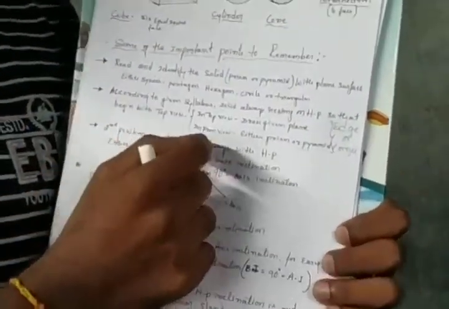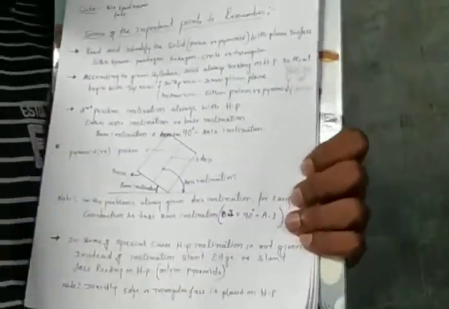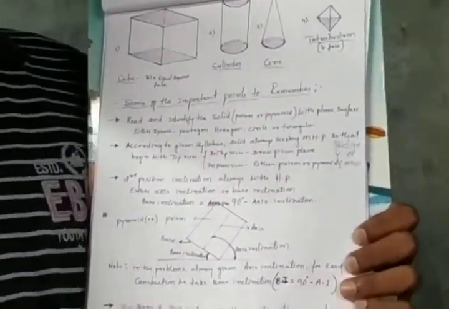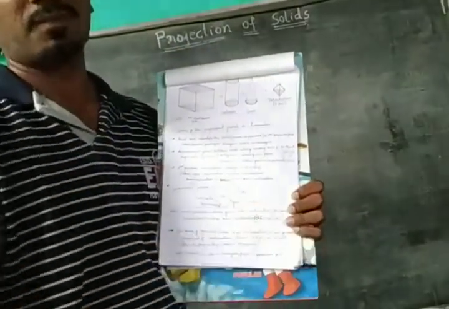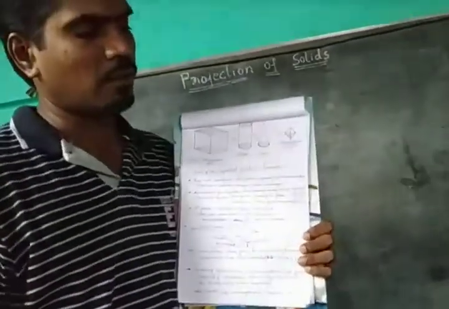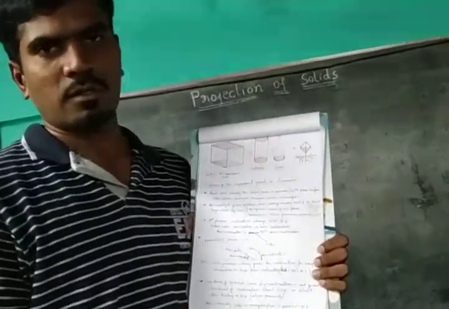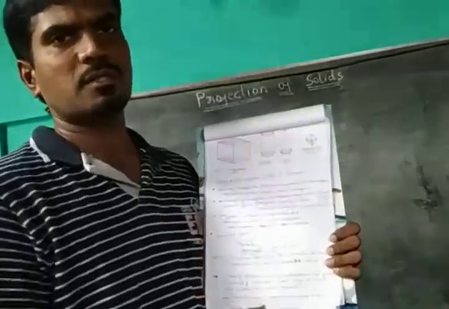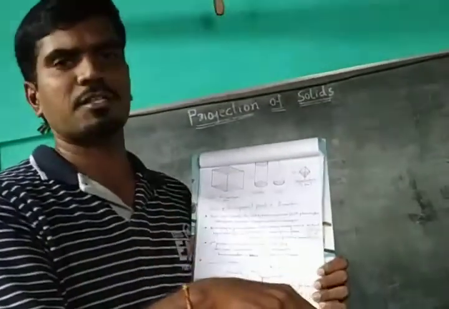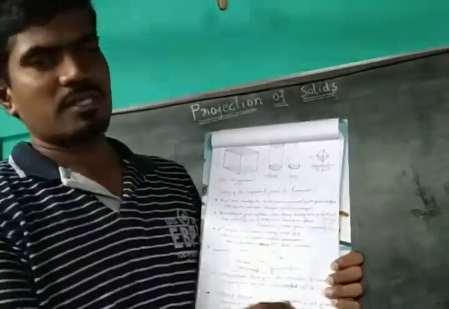And in the first position, it is always resting on the HP. We know that in the previous topic, a plane could be resting on either the VP or the HP. But for solids, it is always resting on the HP. On the horizontal plane only, we place the solids. For example, take your table. A table is always placed on the floor, not on the wall. So solids are always placed on the HP.